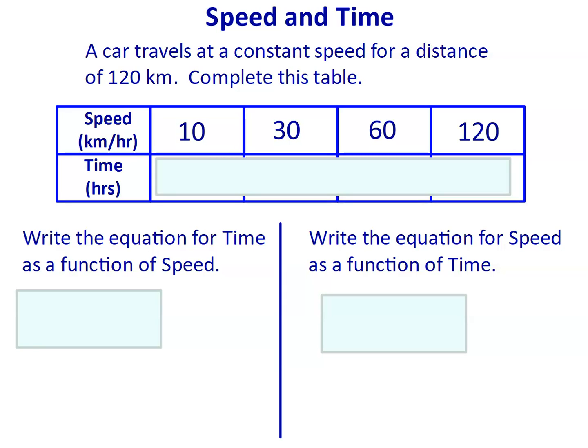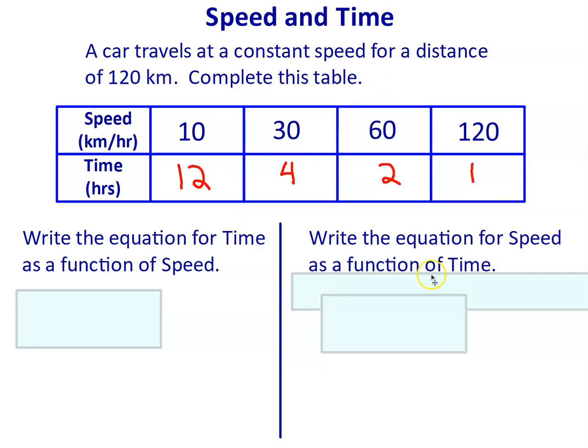Okay, let's see how you went. A car travels at a constant speed for a distance of 120 kilometers. If it's traveling at 10 kilometers an hour, it's going to take 12 hours to complete the journey. And if it's going at 30 kilometers an hour, it's going to take 4 hours, and so on. So that's the table that you should have completed.